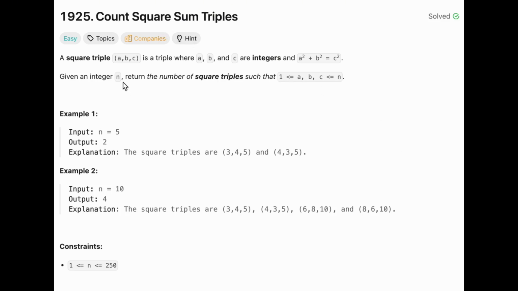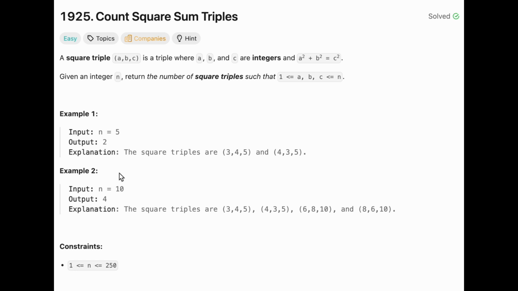So the problem is pretty straightforward. It tells us that a square triple of a, b, c is a triple where these three variables satisfy the Pythagorean theorem equation, so a squared plus b squared equals c squared. And given whatever input integer n, we want to return the number of square triples that satisfy the Pythagorean theorem equation from 1 to n.